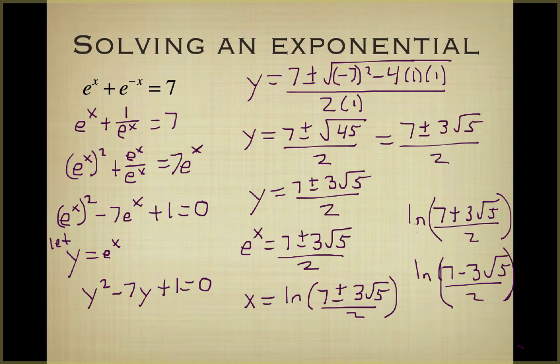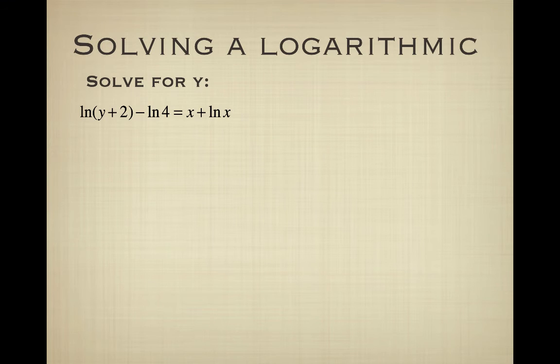When you do this, you should get two answers. The first one, being positive, is 2.607. And the other, being negative, is 1.925. So there we have it. Those are our solutions for solving this exponential function. The next thing we will be doing is solving a logarithmic function.